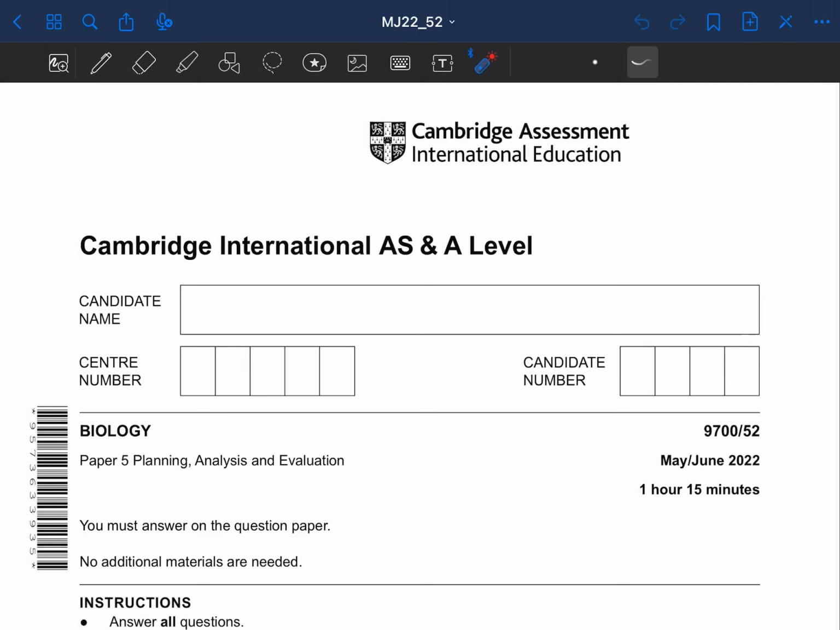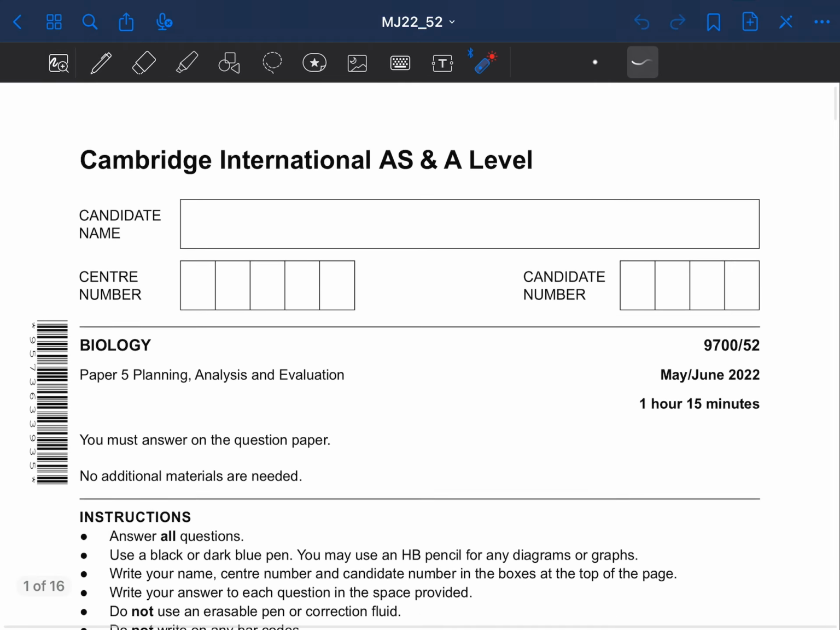All right, so for this video, we are just going to go through the paper from May-June 2022, paper 5.2, and just like any other planning and analysis paper, it's going to be for 1 hour and 15 minutes and really is testing our planning, analysis, and evaluation skills. Okay, so you can refer to that question paper as you go along and you can check your answers.